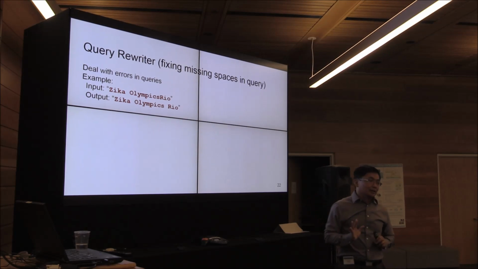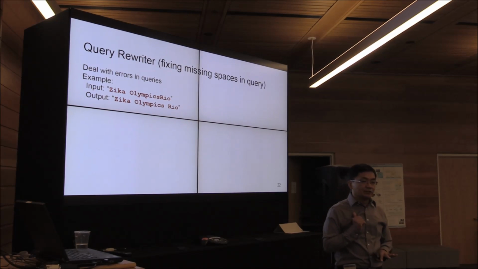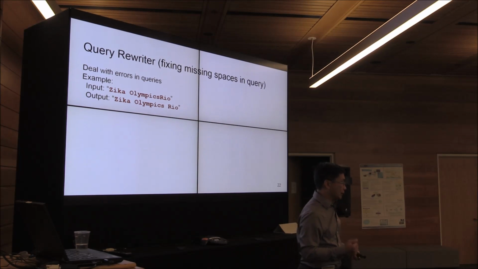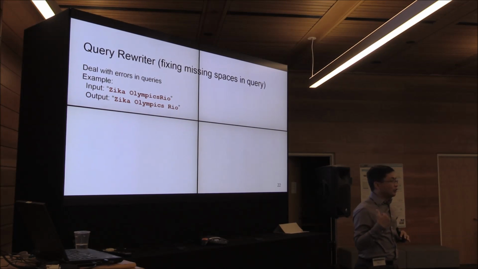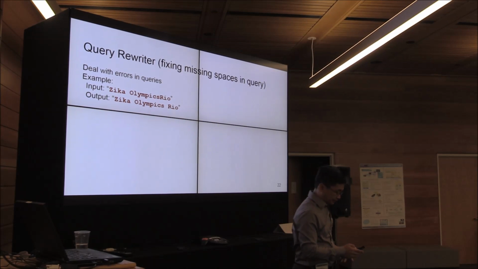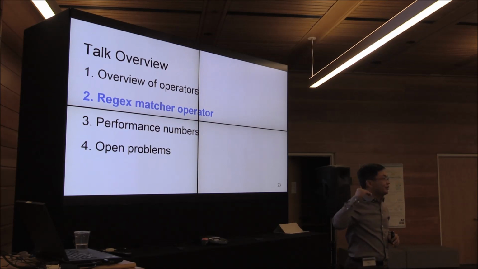This one is an easy one: given a query with some typos, I want to fix it. This one has nothing to do with the machine. This exercise is to show whether you can implement some more advanced operation as one operator. Here, if you miss the space between Olympics and Rio, by running this operator, you can fix it and get the one with the space. This one does not rely on machine. So those are basic operators.